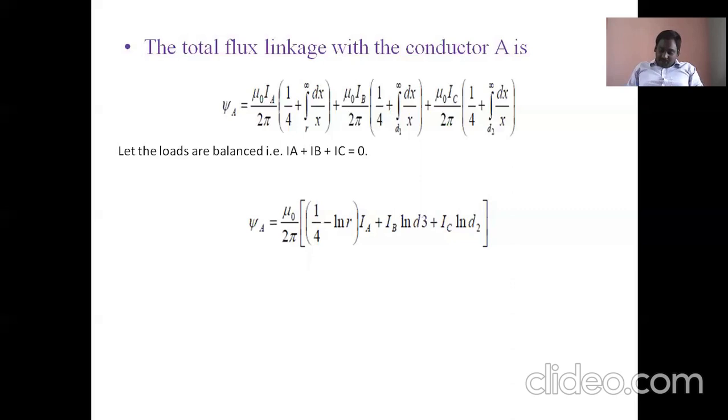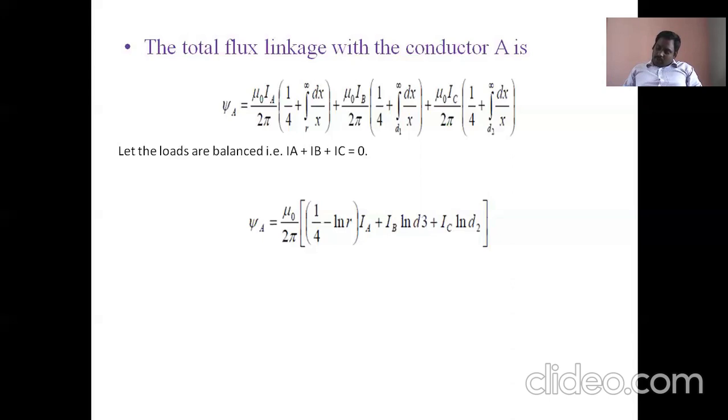So further simplification: mu naught by 2 pi, taking it as the common factor, [1 by 4 minus natural logarithm of R] into Ia plus [1 by 4 minus natural logarithm of d1] into Ib plus [1 by 4 minus natural logarithm of d2] into Ic.